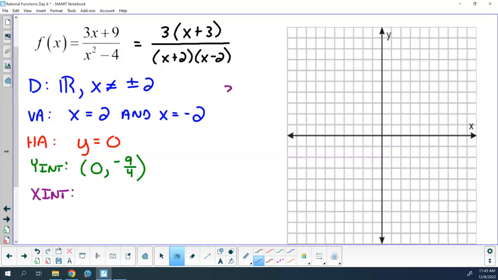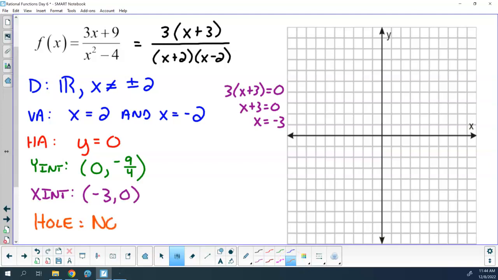We set the numerator equal to 0 and solve for it. Divide by 3 first. Subtract 3. That gets me an x-intercept of (-3, 0). Do I have a hole? No, no hole. Didn't factor anything out. All right, let's put all that information on our graph. And then we've got some explaining to do.